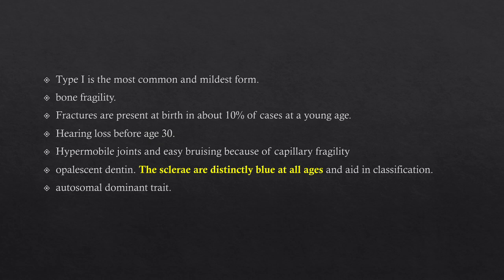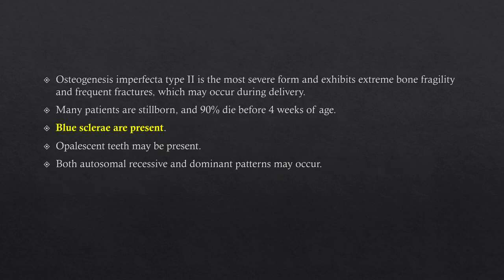It's autosomal dominant. Osteogenesis imperfecta type 2 is the most severe form, contrary to type 1, which is the mildest form. The bone fragility occurs at a very young age, wherein there are frequent fractures because it's a severe form and may occur even during delivery itself. Many patients are stillborn and 90% die before 4 weeks of age. Blue sclera are still present and opalescent teeth are seen. Dominant and recessive autosomal patterns.